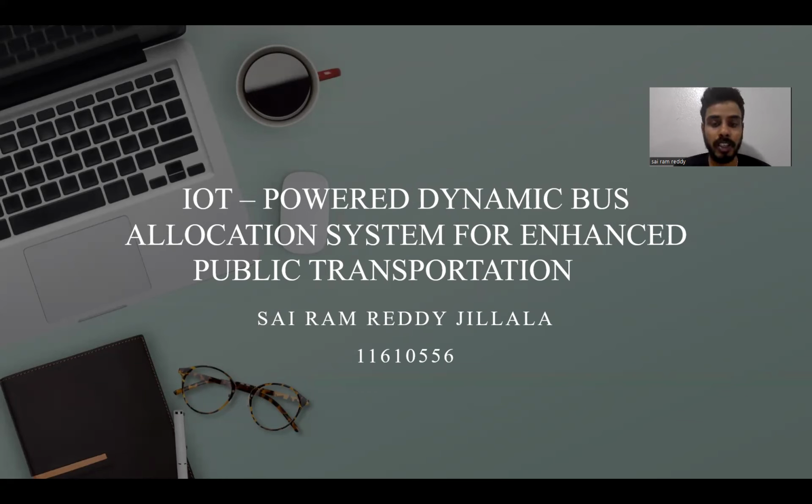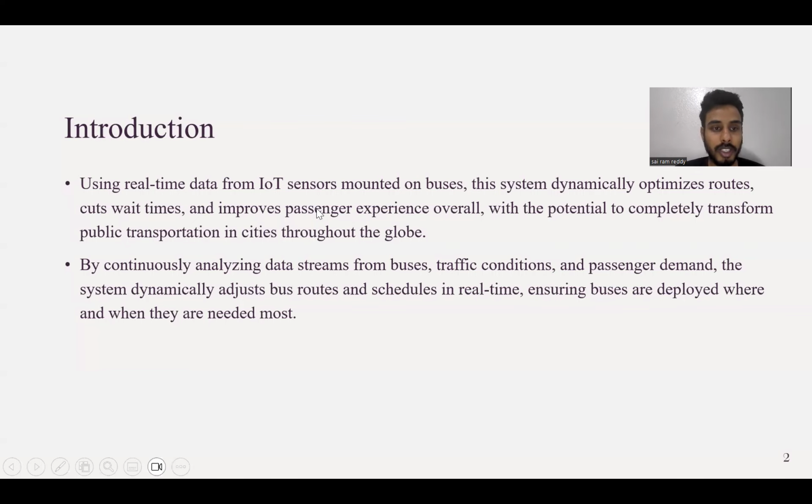For enhanced public transportation. And coming to the introduction, using the real-time data from the IoT sensors mounted on the buses, the system can dynamically optimize the routes, cut the wait times, and improve the passenger experience overall, with the potential to completely transform public transportation in cities across the globe. By continuously analyzing the data streams from the buses, traffic conditions, and passenger demands, the system dynamically adjusts the bus route schedules in real time, ensuring buses are deployed where they are needed the most.